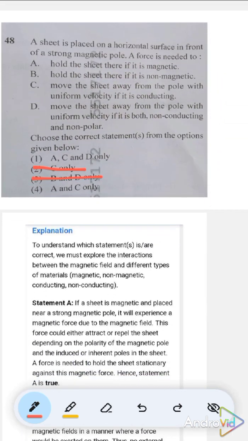Let's see option D. Option D says that if a sheet is placed on a horizontal surface in front of a strong magnetic pole, a force is needed to move the sheet away from the pole with uniform velocity if it is both non-conducting and non-polar.